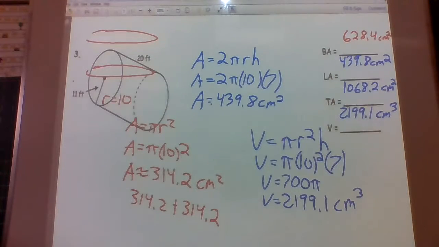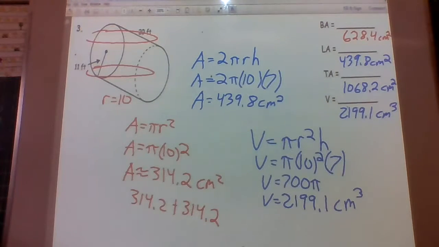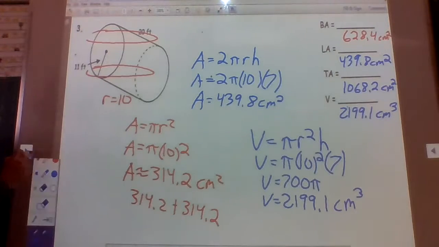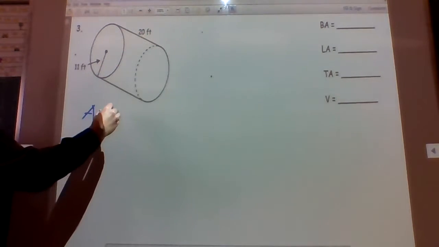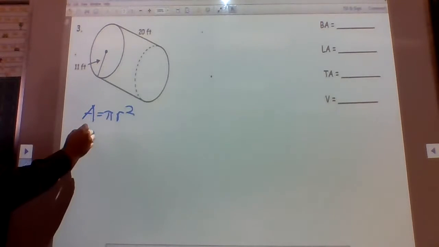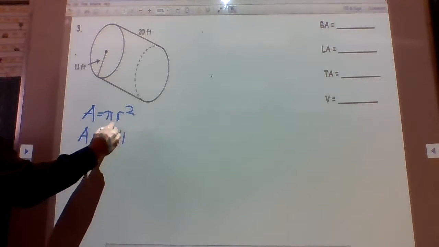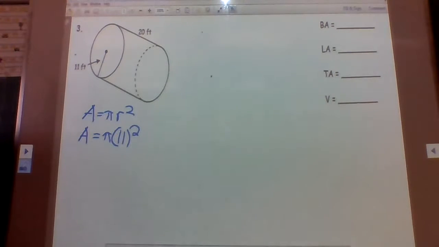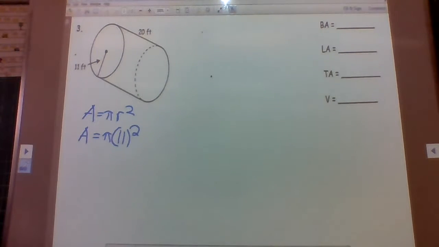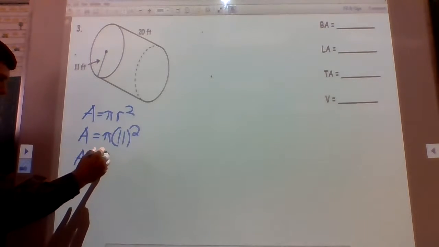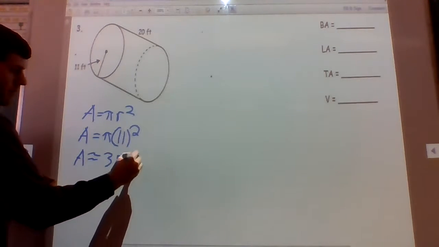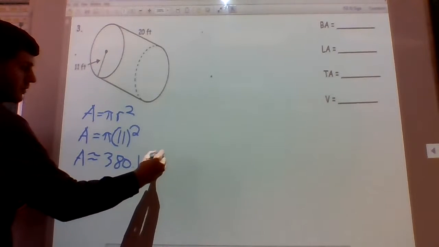Third one. Okay, again, just a basic cylinder, so we're using the exact same process here. The base is a circle, so that's going to be pi r squared. Here, they're giving us a radius of 11. So that's going to be 121 pi, which is going to be approximately 380.1 feet squared.